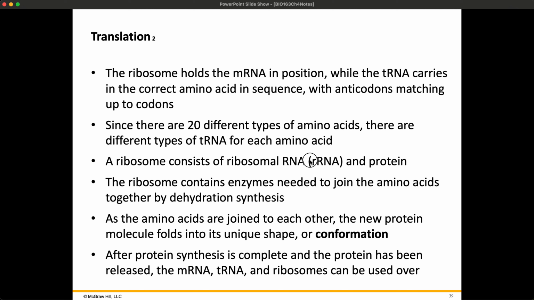And then rRNA is your ribosomal RNA, and that actually creates the structure for processing translation. Between the rRNA and other protein structures, your mRNA and tRNA are funneled through that, and that's what allows amino acid molecules to be attached to each other.